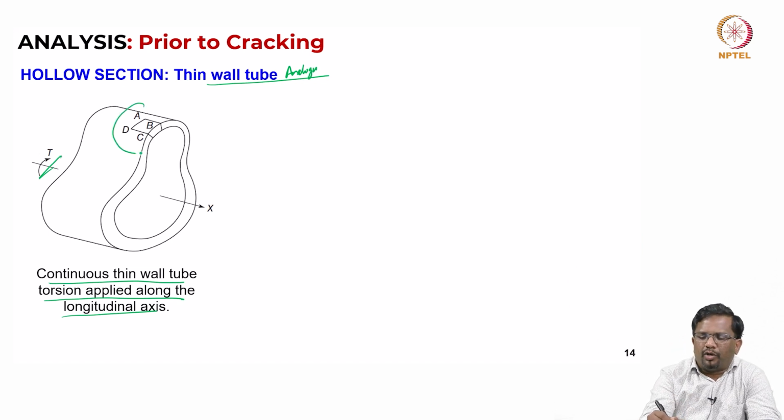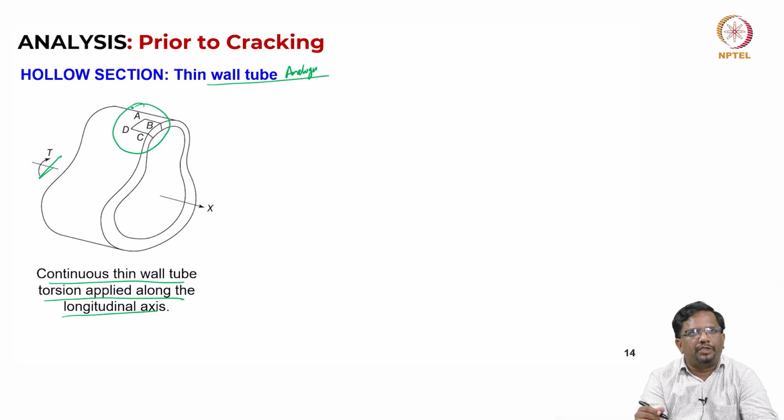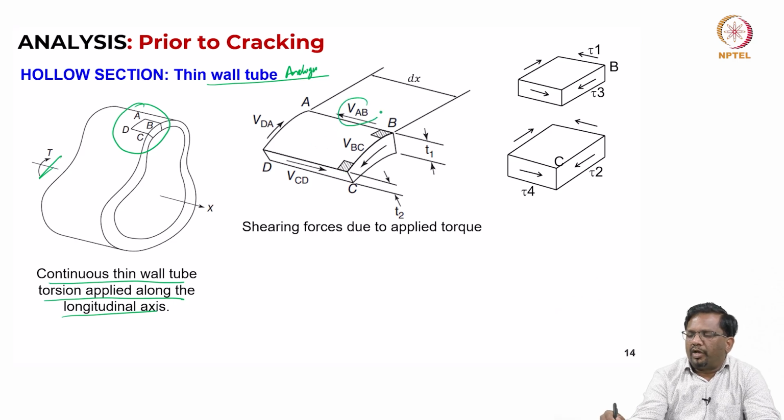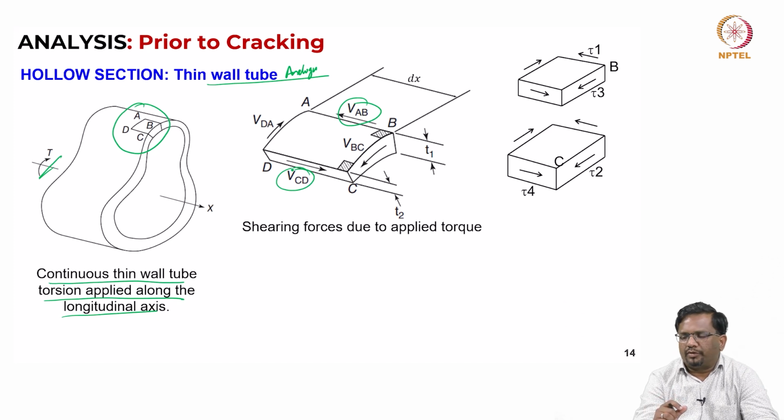If I take a small element ABCD of length dx and look at it, you will find that on each of the sides I am going to have a shear force: VAB here, and in the plane CD I am going to have shear VCD, and so on. Now, the thickness of the tube is not constant. For example, if you look at this location, I have a thickness of T1 here, and at this location I have T2.